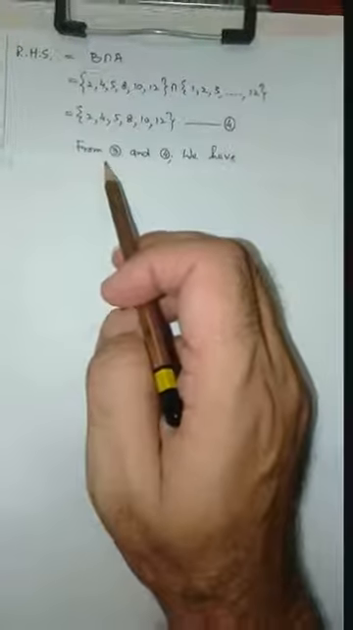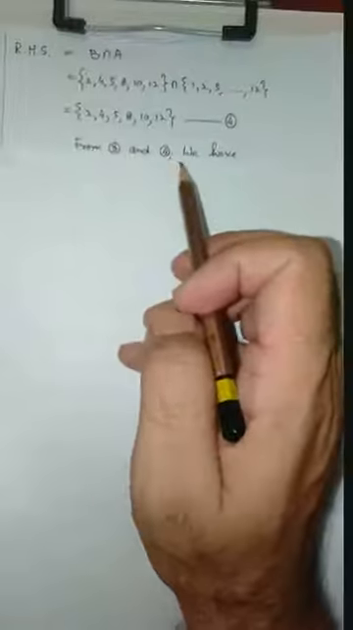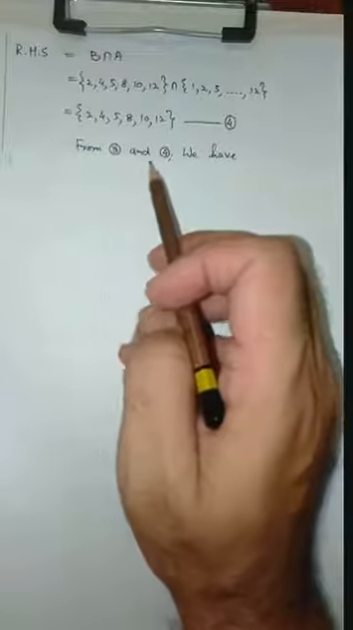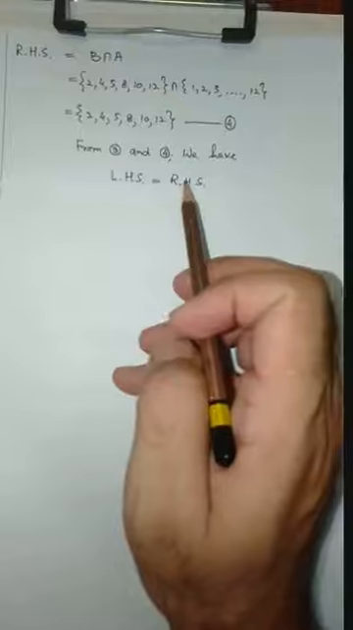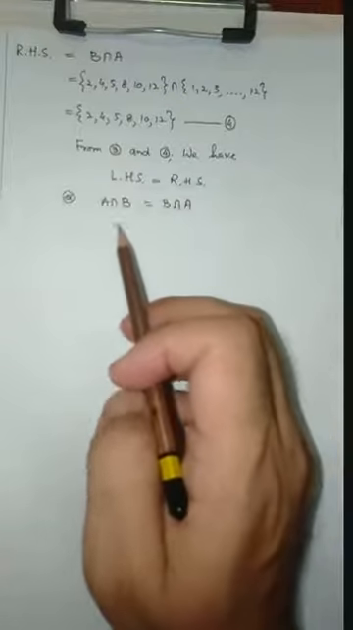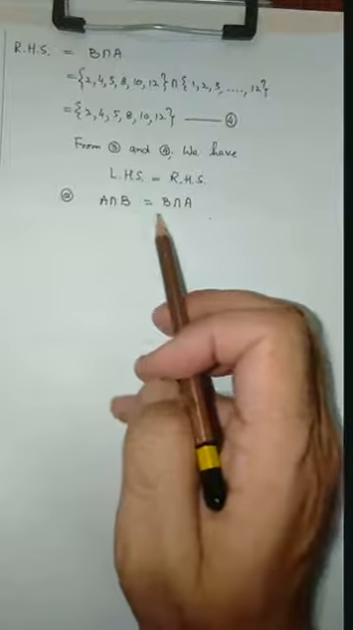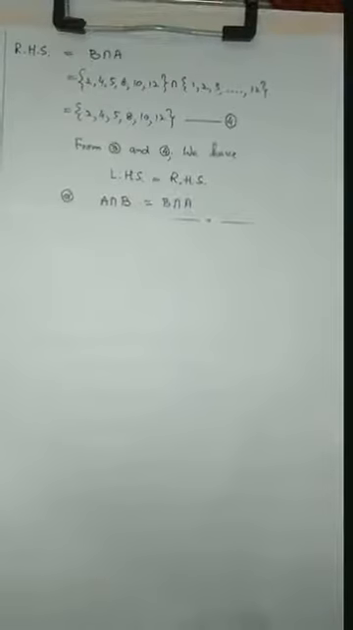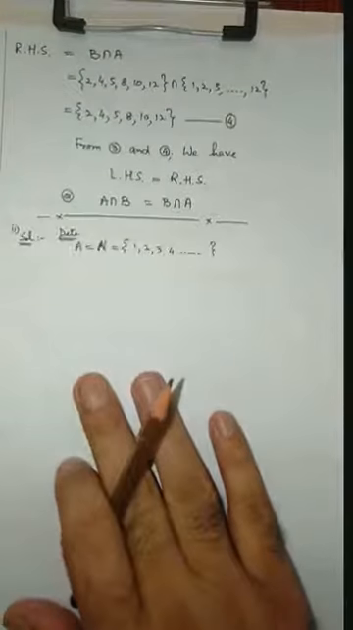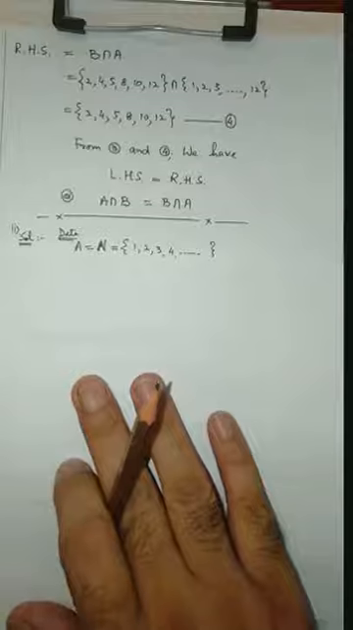Is the answer from equation number 3 and 4 the same? So from equation 3 and 4 we have left hand side is equal to right hand side, or A intersection B is equal to B intersection A. Now moving towards part number 2, solution.